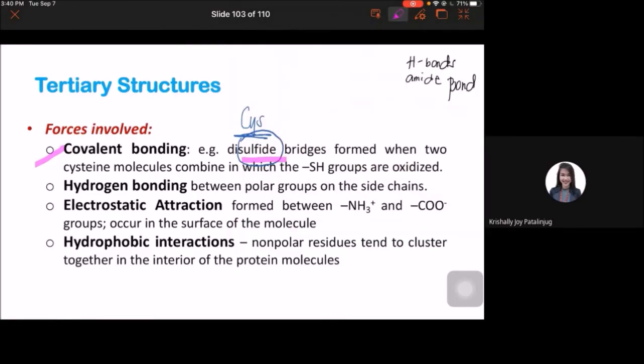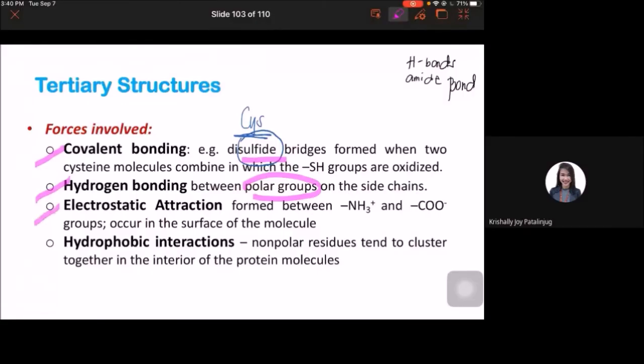Another example of forces of attraction that we usually observe in the tertiary structure is hydrogen bonding. Aside from the hydrogen bond that forms an ordinary peptide chain, hydrogen bonds may also form in between polar groups, the polar groups of a side chain. So you already know examples of amino acids with polar groups. We have already discussed that in our previous discussion.